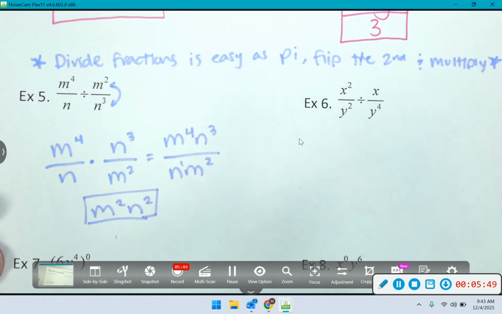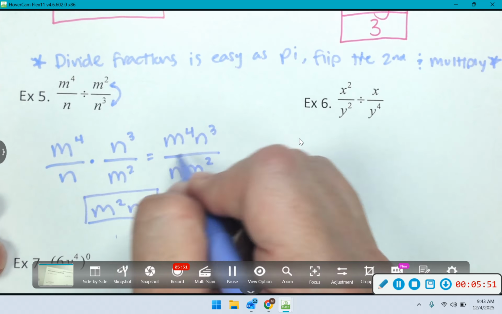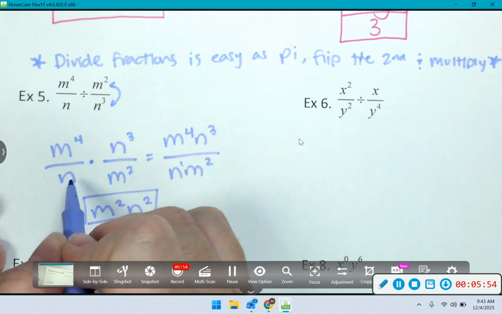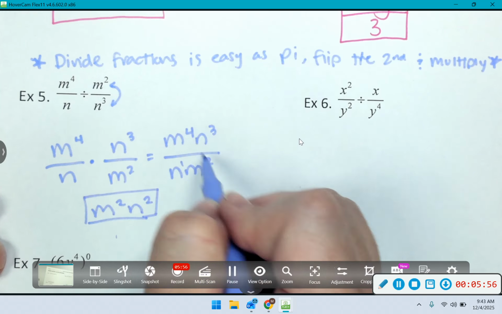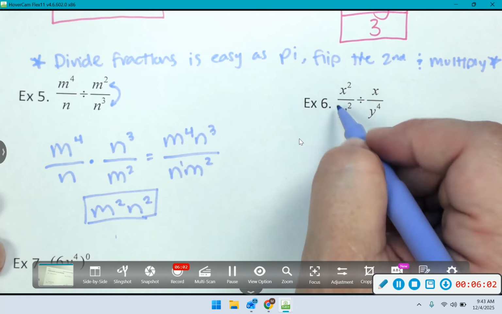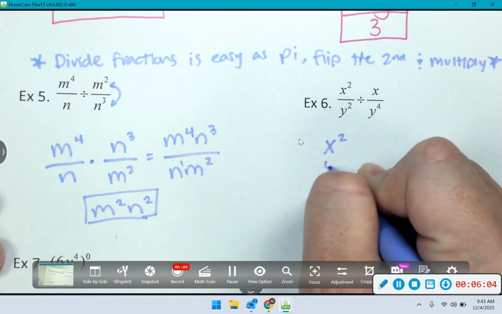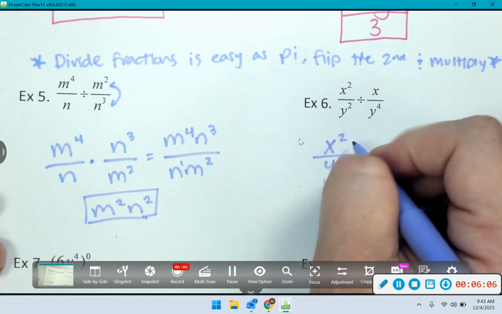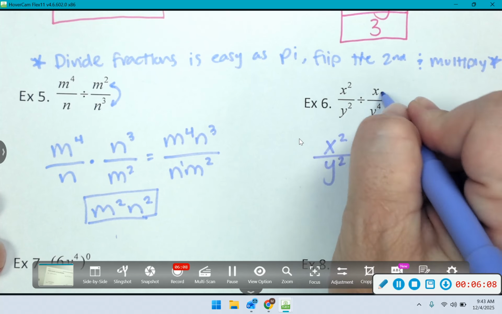Sorry, y'all. So from there, we just wrote it together. Top, bottom, and then we subtracted. So 4 minus 2 is 2. 3 minus 1 is 2. There were more on top, so they both stayed on top. So same exact thing. Keep the first one the same. We're going to change it to multiplication, and we're going to flip it.